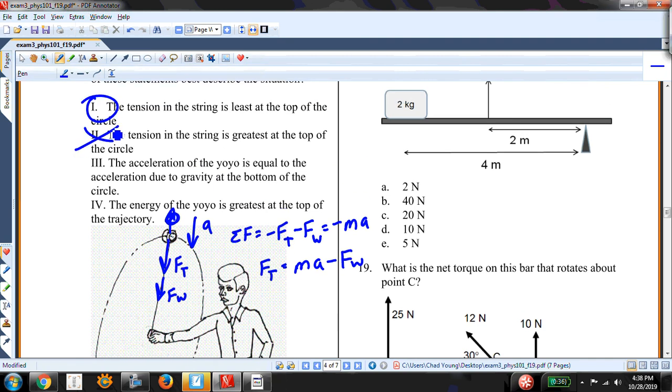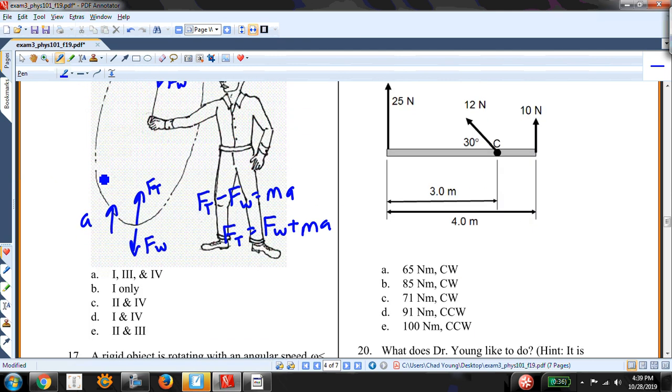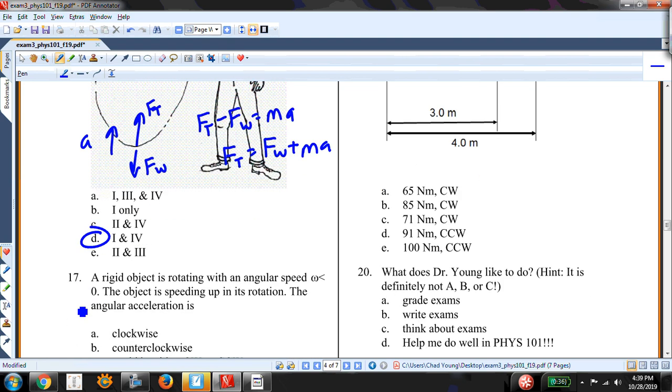The acceleration of the yo-yo is equal to the acceleration due to gravity at the bottom of the circle. That's not true, or at least it's not necessarily true. The acceleration at the bottom is equal to v squared over r. That's the only acceleration that it has, that centripetal acceleration. The energy of the yo-yo is greatest at the top of the trajectory. Okay, that is true because it has the same kinetic energy throughout, but then up here at the top, it has an additional potential energy. So 1 and 4 are the correct answers.